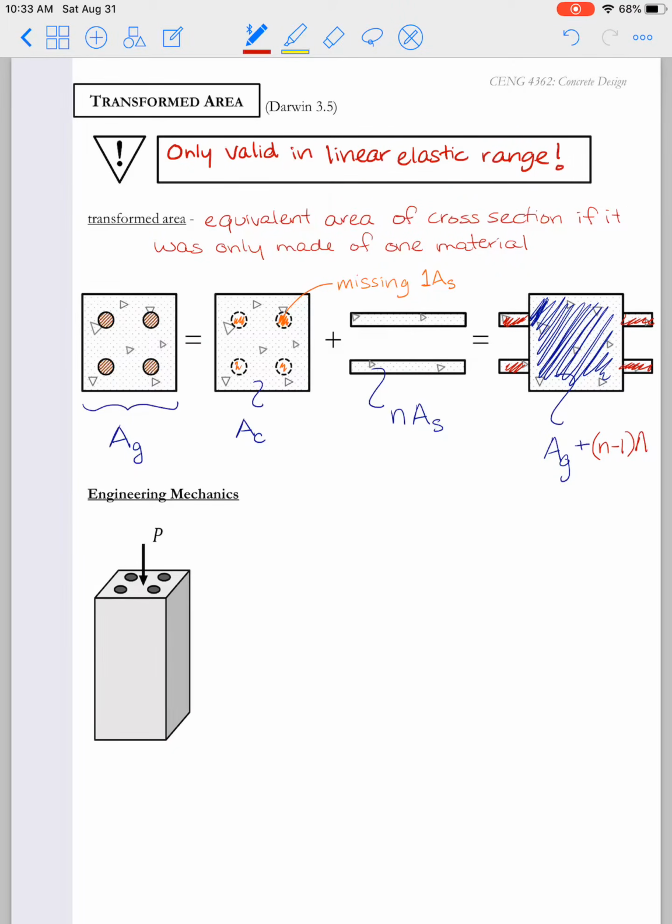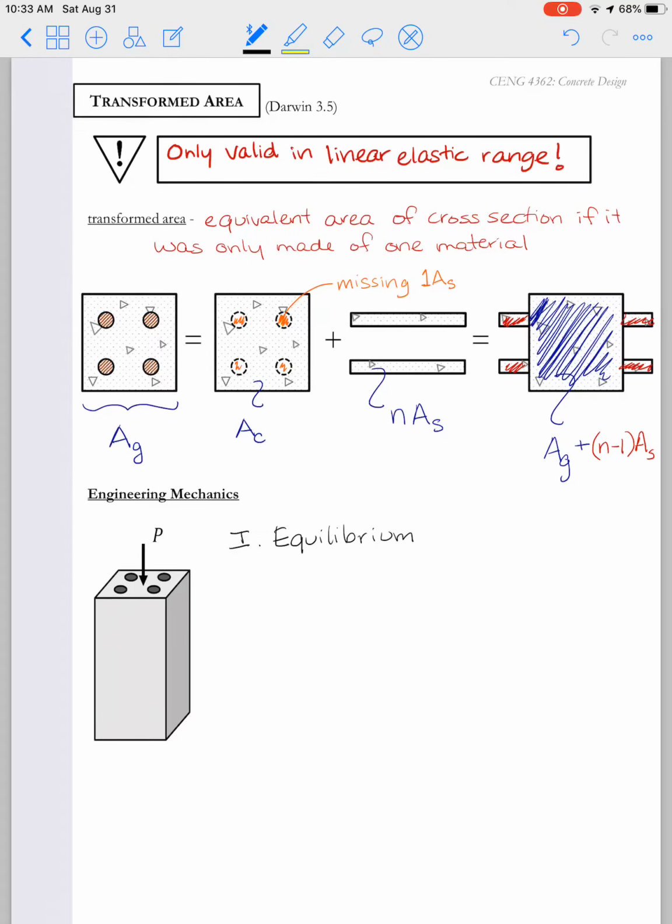And now this is going to be N minus 1 times A sub S for just the area along the edges. We do this in this fashion just to put them at the same depth within the concrete cross-section, so that later we also will do some calculations with moment of inertia. So it's important that we keep these areas, these little wings, at the same location as the rebar.